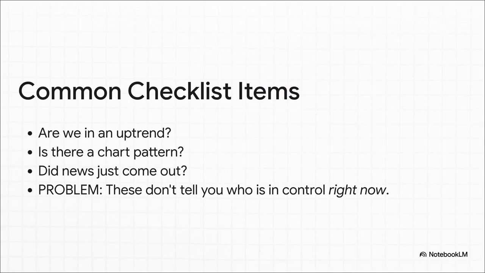I mean, just look at some of these common checklist items. Are we in an uptrend? Is there a pattern? Did some news just hit? These aren't necessarily bad questions to ask. But here's the problem. They're all looking in the rearview mirror. They tell you what has happened. They don't tell you what's happening now. And they completely fail to answer the most important question of all. Who is in control of the market right this second?